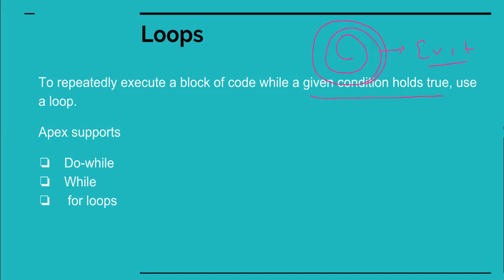It's just like you do exercise every day, so it's a loop. There are three different kinds of loops available in Apex: a do while loop, a for loop, and a while loop. We're going to go through each of these loops in our upcoming tutorials. We will start with the for loop.